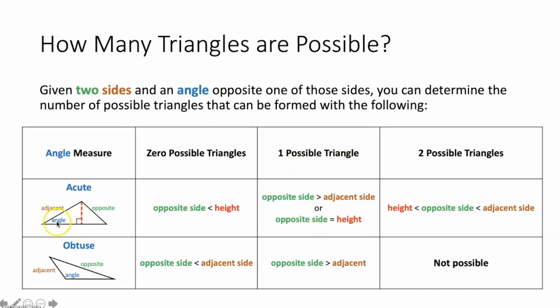And if the height is less than the length of the side opposite your given angle, which is less than the length of the side adjacent to your given angle, that's when the ambiguous case occurs. That's when two possible triangles can be formed.